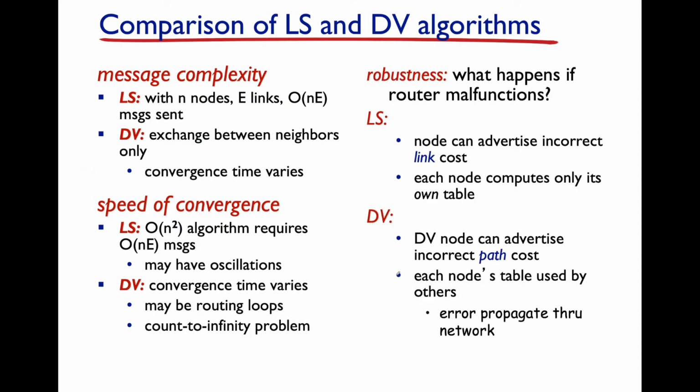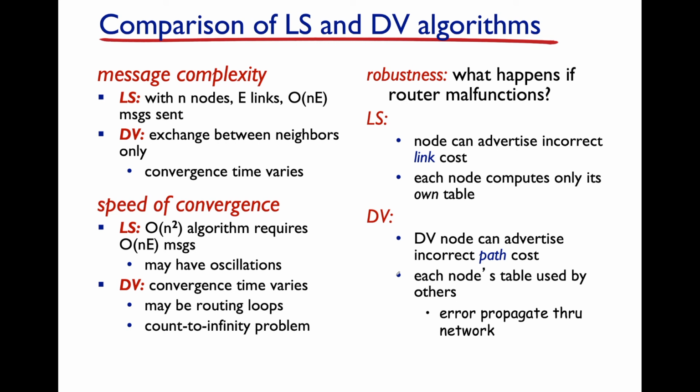Okay, so let's briefly, and probably finish up with this, consider the complexity of link state routing versus distance vector routing. With link state routing, of course, we have n nodes and some number of links, and the number of links is proportional, big O from algorithms, to n times e, the number of nodes times the number of edges.